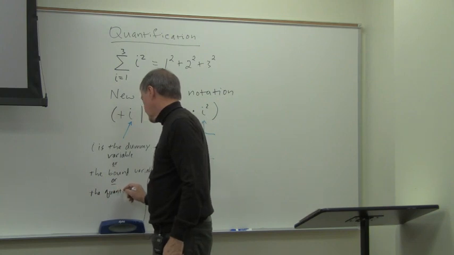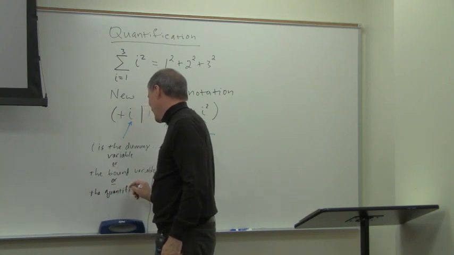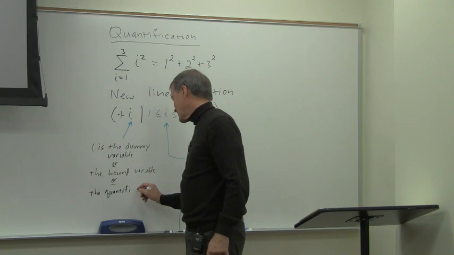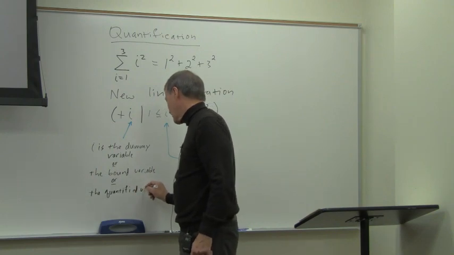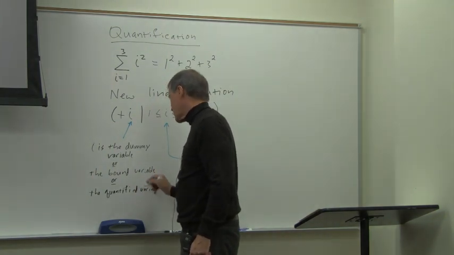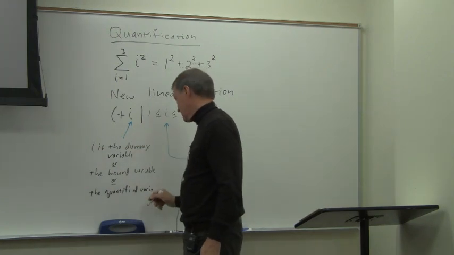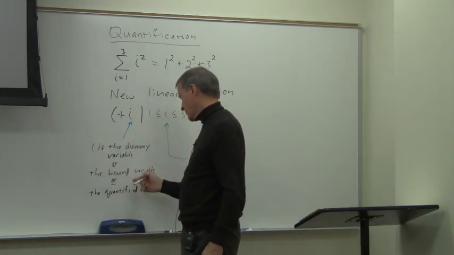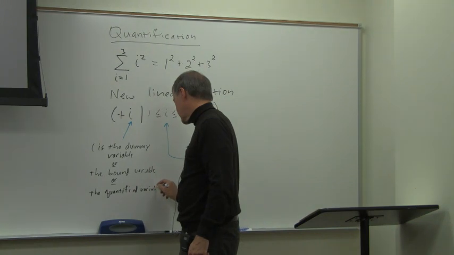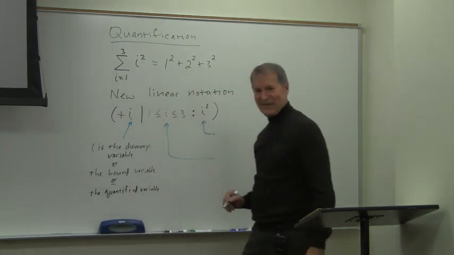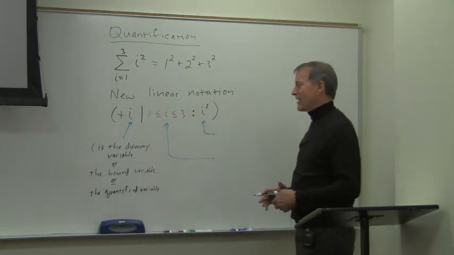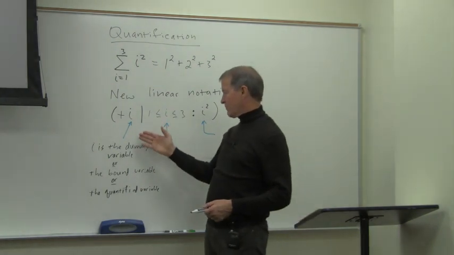Is it ever called I? Yeah, sure, it's called I. The quantified variable. Well, it's not always I. You can use whatever letter. But whatever letter you use, it's the dummy variable or the bound variable or the quantified variable. No, that's it. It's only got 3 names. Okay, so it's the dummy variable, the bound variable, or the quantified variable.